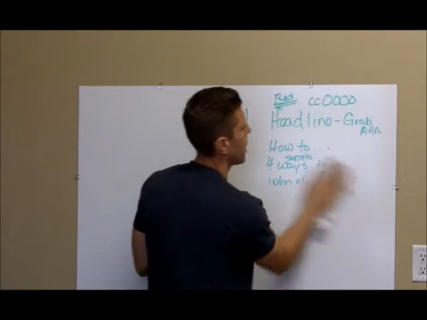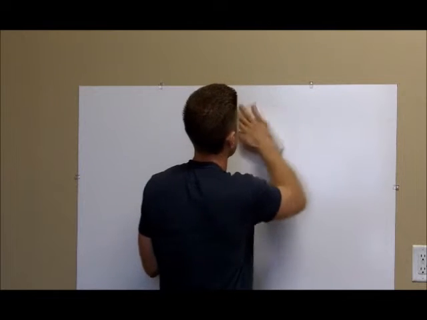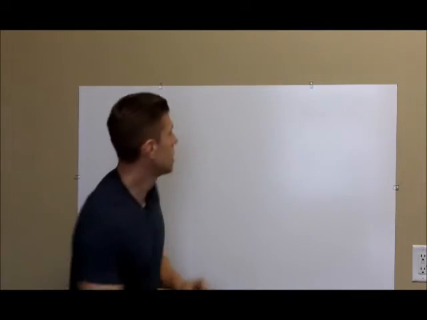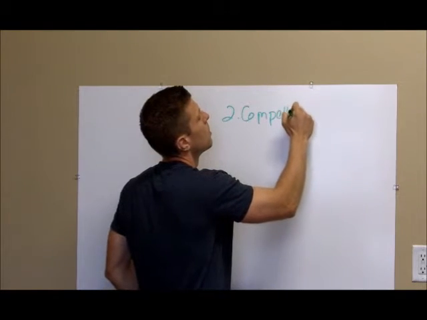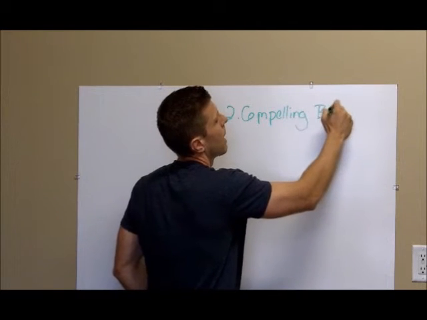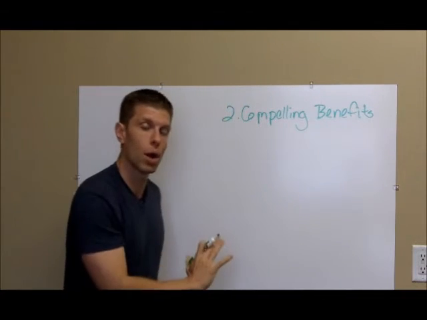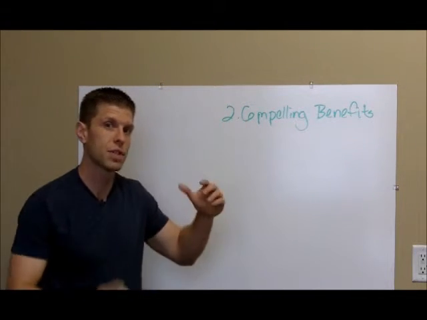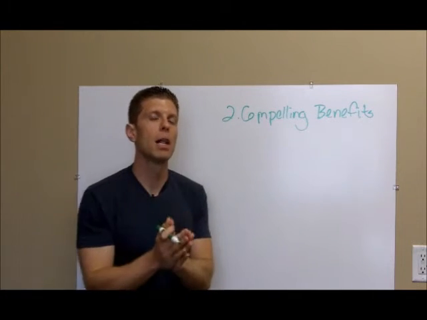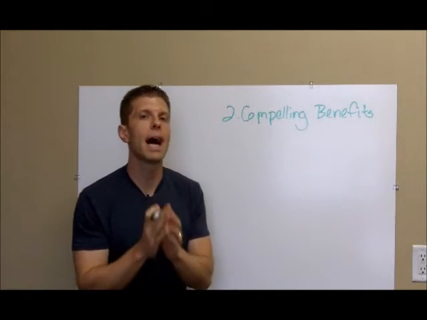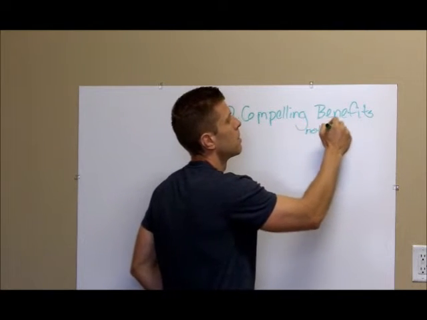All right, let's keep it moving here. Element number 2, compelling benefits. Okay, so in that layout, we talked about a video, audio, and or bullet points on the left side, or if you're using a one column. These have to be compelling. Okay, and it's got to be benefits, not features.